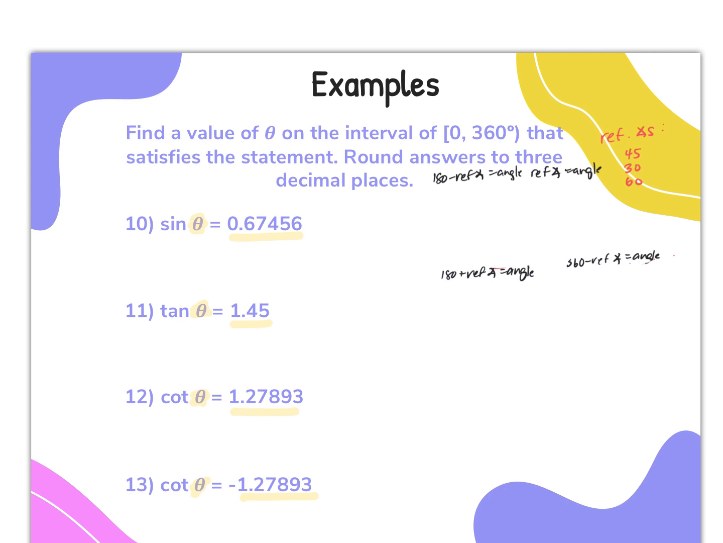So again here, they're asking you, sine theta, what angle measure has a positive sine of 0.6746? So first of all, in what quadrant is your sine positive? And again, remember, it's All Students Take Calculus.